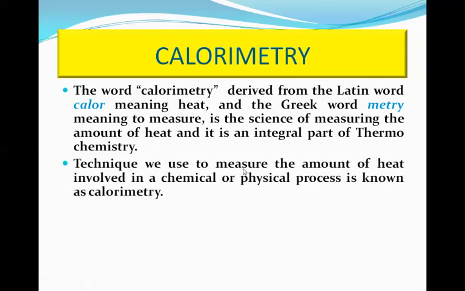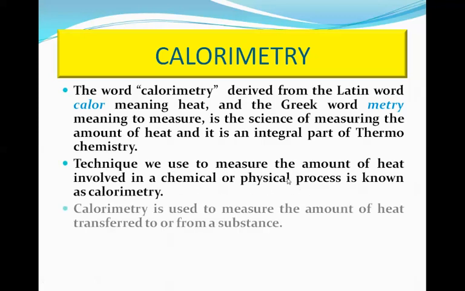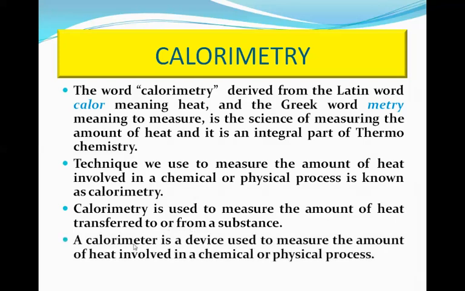The technique that we use to measure the amount of heat involved in a chemical or physical process is known as calorimetry. Calorimetry is basically used to measure the amount of heat which is either transferred to the system or taken out from a substance. A calorimeter is a device which is used to measure the amount of heat involved in a chemical or a physical process. Both processes, chemical and physical, may involve heat exchange, and it is measured with the help of this instrument called a calorimeter.